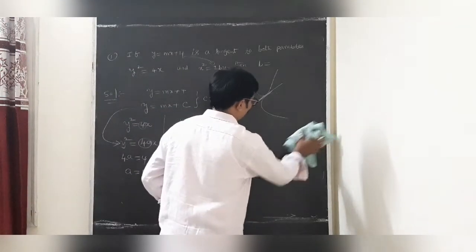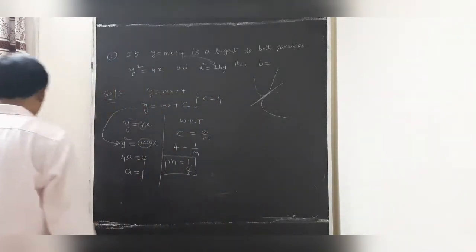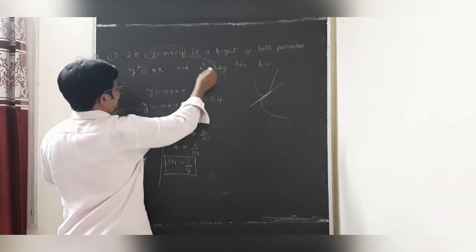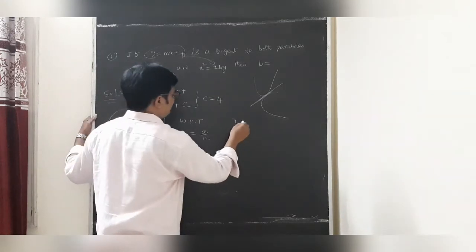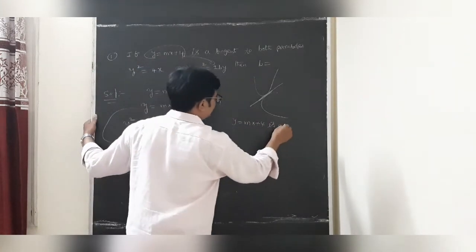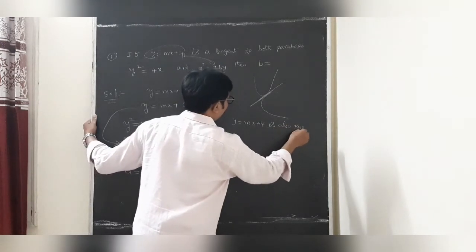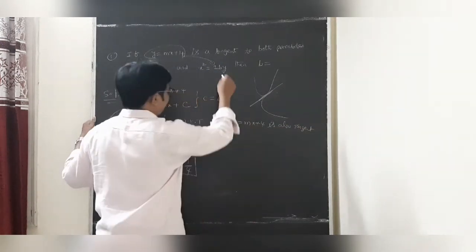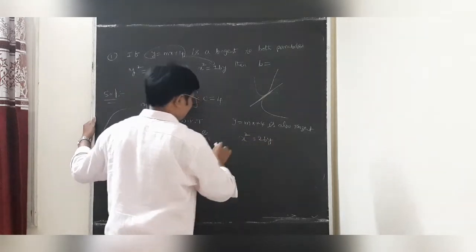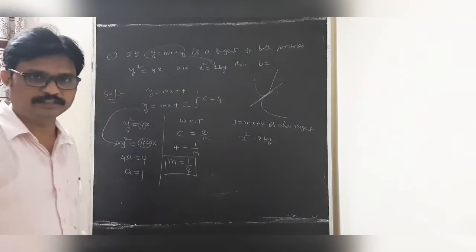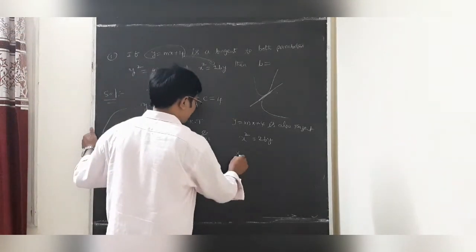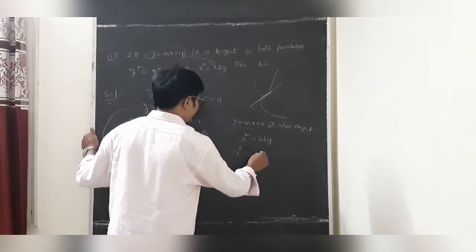That line, my dear students, y equal to mx plus 4, is also tangent to the parabola x square equal to 2by. What is this, students? This is also tangent to x square equal to 2by. Now students, x square equal to, we are taking 2by.